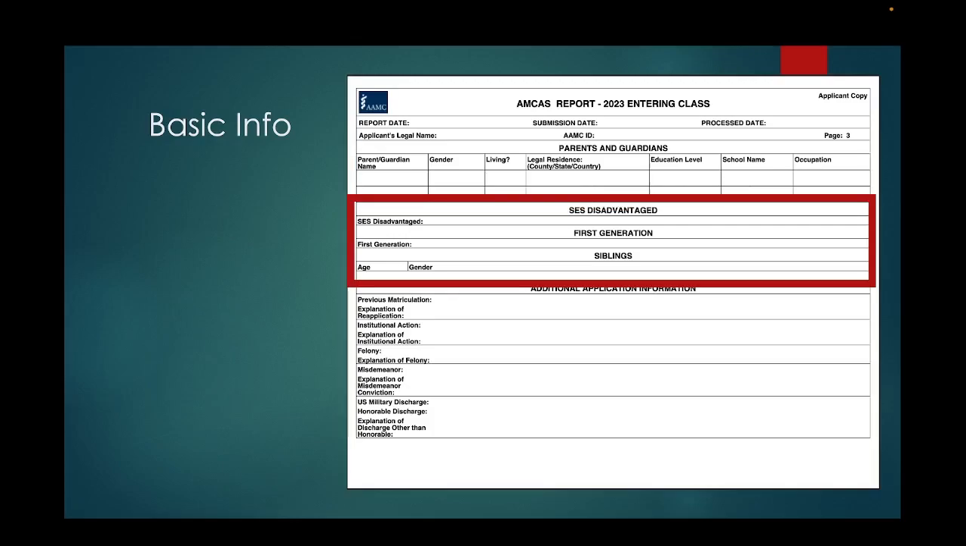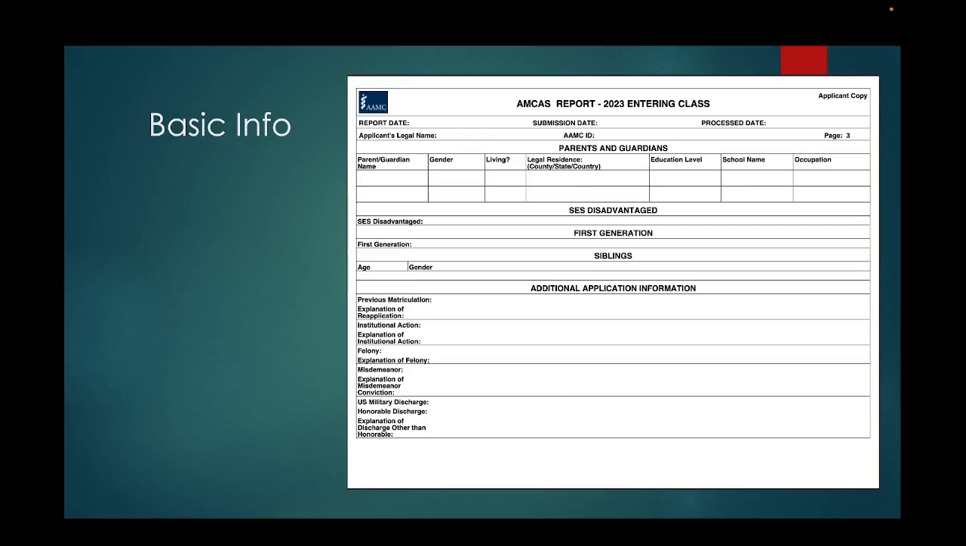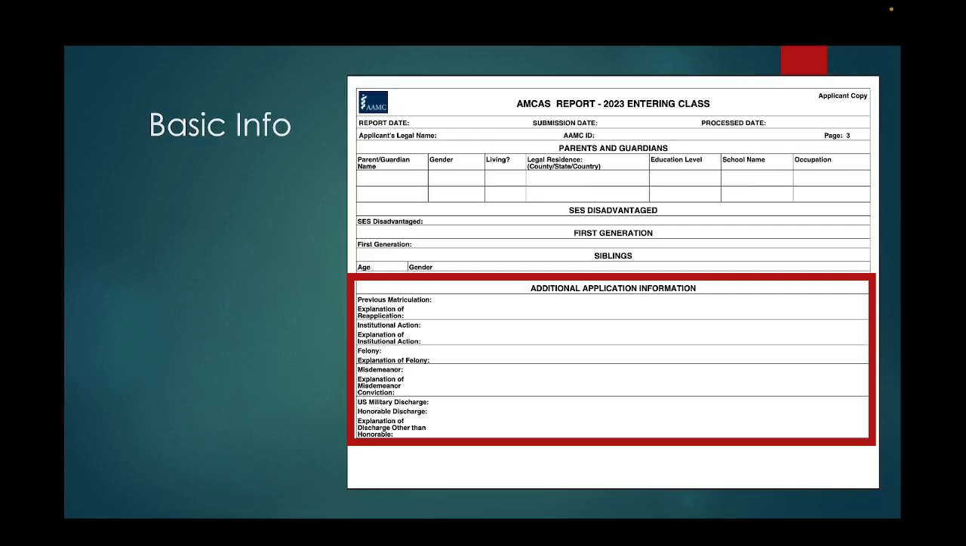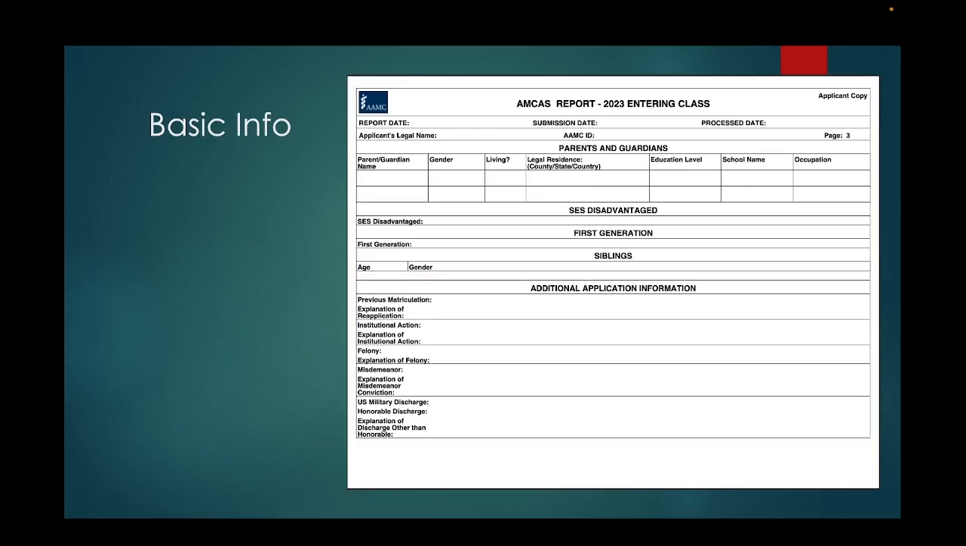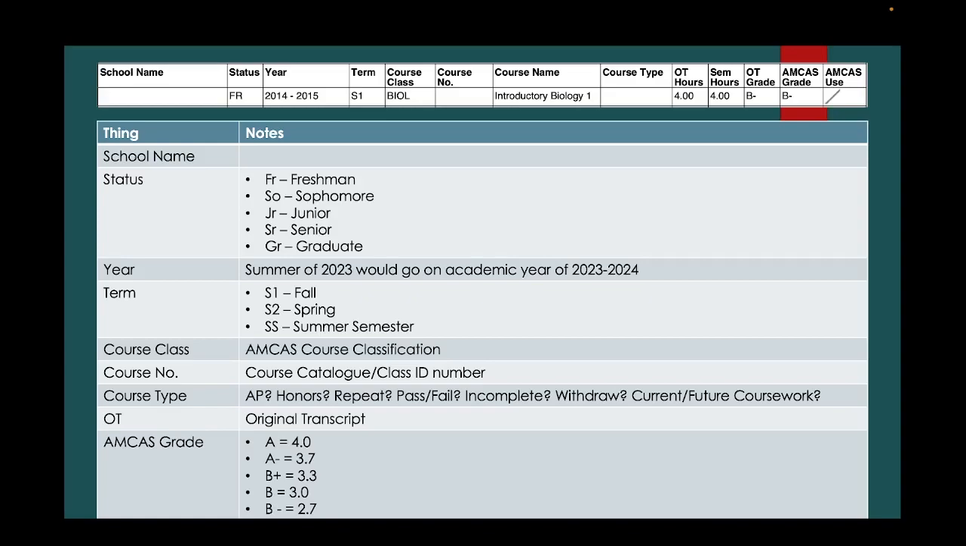status, whether or not you're disadvantaged, you're first generation, or if you have siblings, and any additional information. So did you previously matriculate, or do you have any institutional actions? Do you have any felonies or misdemeanors, or do you have any military discharges? The next section, they'll ask you to manually input every course you've ever taken or plan on taking at the post-secondary level. So anything university level, anything after high school level.